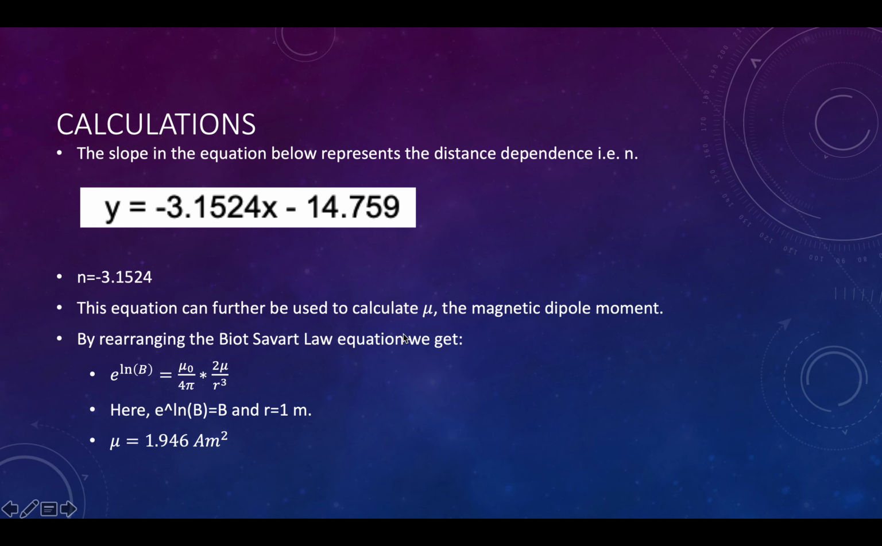By rearranging the Biot-Savart law, we get e to the ln B equals mu naught over 4 pi times 2 mu over r cubed. Here e to the ln B is simply equal to B, and r is 1 meter. So by inputting these values, we can calculate the value of mu, which comes out to be 1.946.